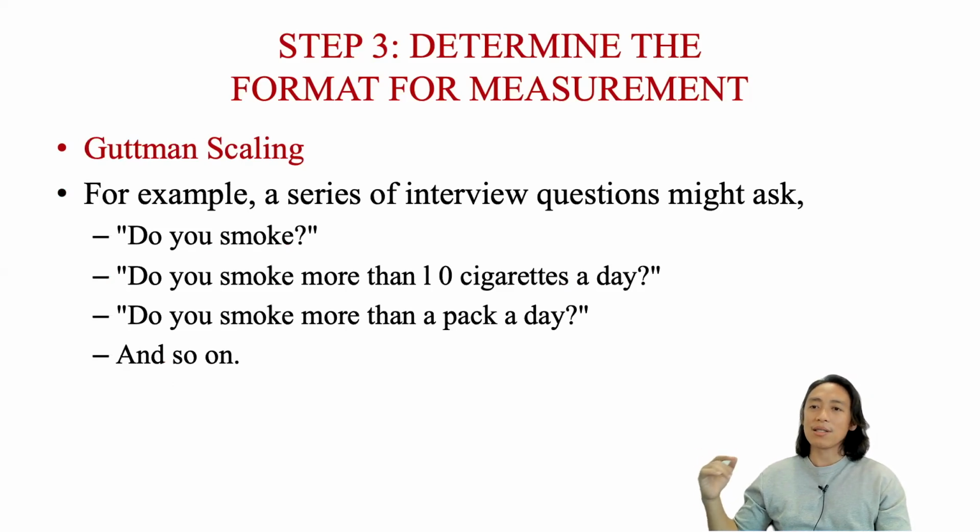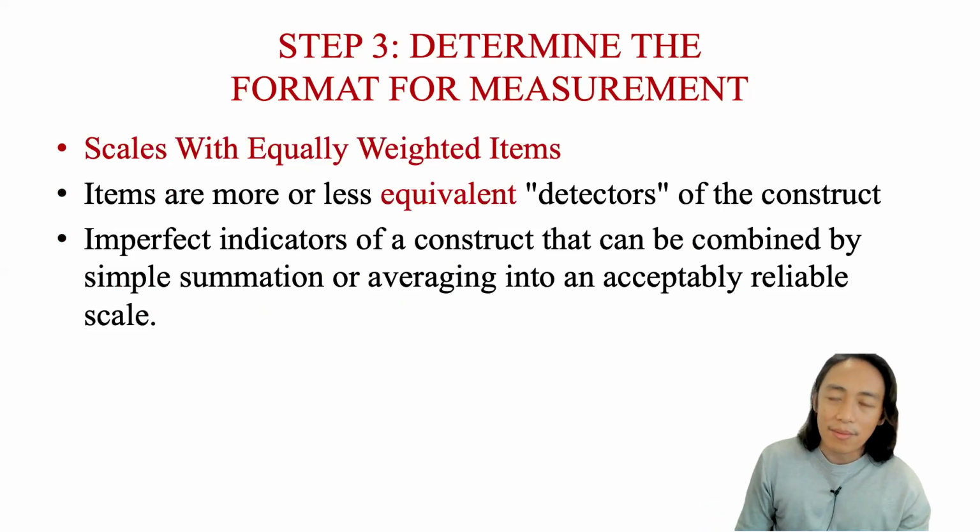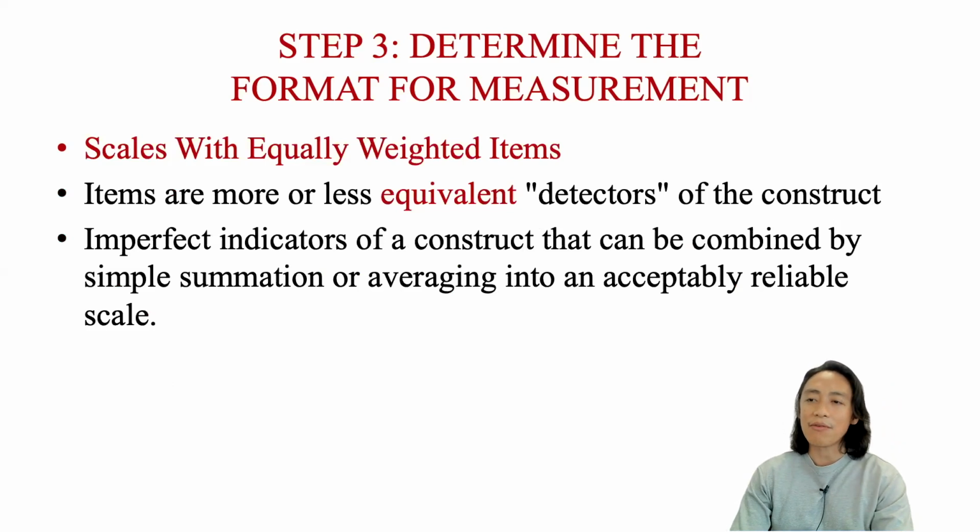So that is Gutman scaling. But again, I'm just mentioning these because those are not really compatible with the scaling theory that I have discussed in the previous lectures. What I'm going to discuss and focus on today are what we refer to as scales with equally weighted items. So in this case, items are considered as more or less equivalent detectors of the construct.